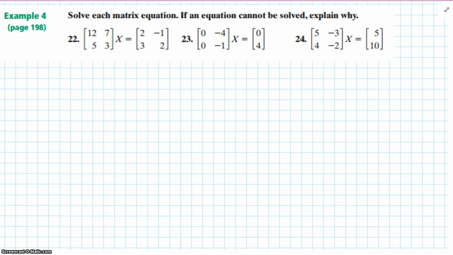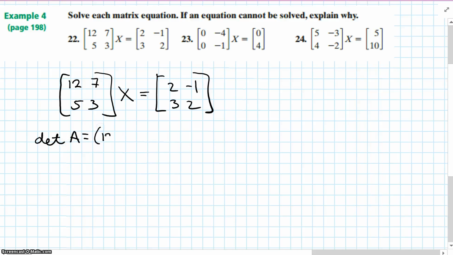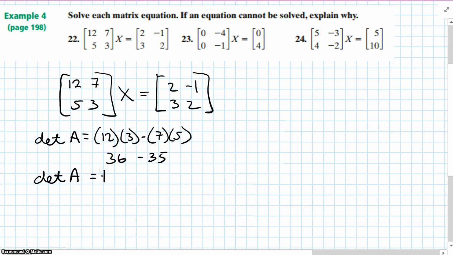Okay, number 22 from the book. Solve each matrix equation. The first one is 12, 7, 5, 3 times matrix X equals 2, negative 1, 3, 2. Step 1, find the determinant of matrix A. It's going to be 12 times 3 minus 7 times 5. That's 36 minus 35, so the determinant of A is 1.